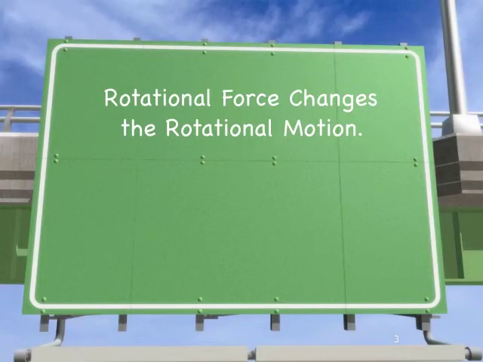Another way to say it is we're not going to talk about the object, the skier, the figure skater, or any object anymore as just a particle. But we'll talk about the shape of the object. How do we make an object rotate? We need a rotational force, which will change the rotational motion.